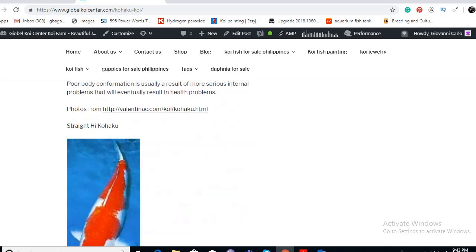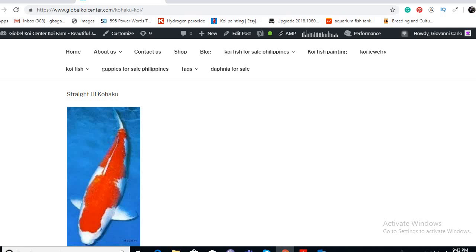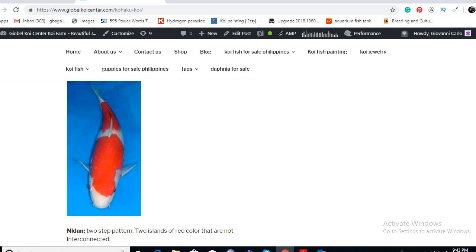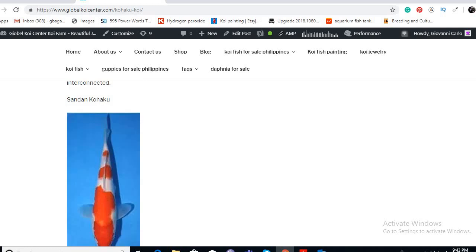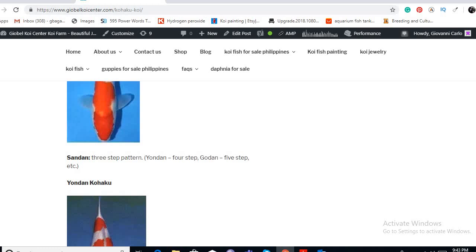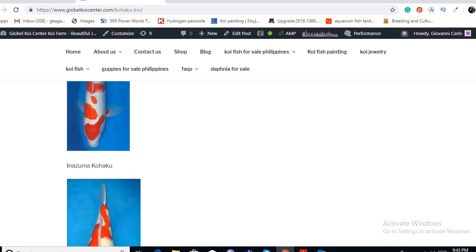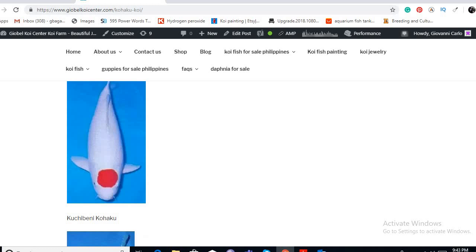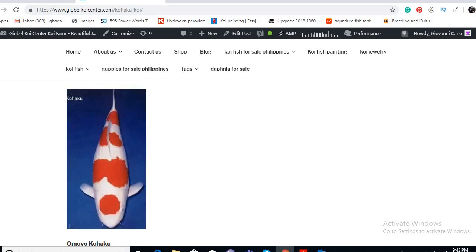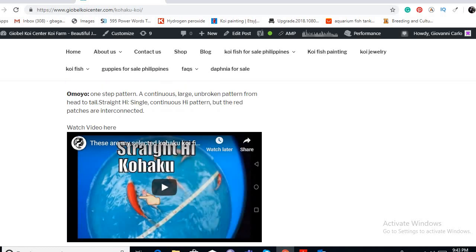until now. We have these beautiful different types of Kohaku, like straight red Kohaku, Nidan Kohaku, the two-step pattern, the Sandan, 1-2-3, the three-step, Yondan, four-step, 1-2-3-4, Inazuma, Tancho Kohaku, Kochibini, the red lips, Minkaburi Kohaku, Hoyo Kohaku, straight red, and so on and so forth.